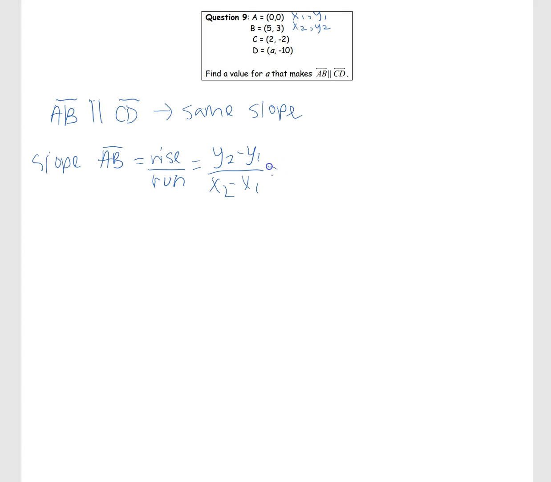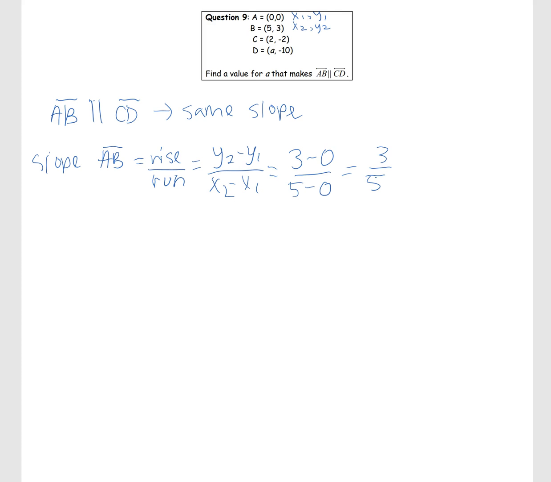So plugging those points in, y2 is 3, subtracting y1, which is 0, x2 is 5, and I'm subtracting x1, which is 0 again. So this gives me a slope of 3 over 5 for line segment AB.